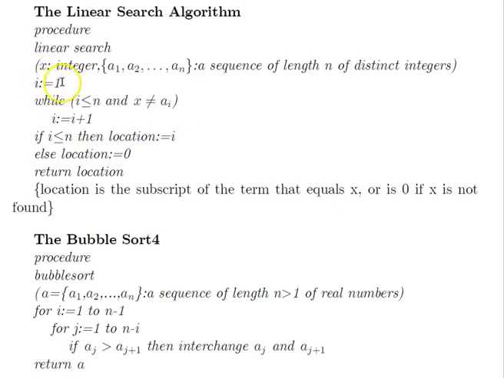In the beginning, I is 1. The while loop terminates when the condition fails. The condition can fail if I becomes greater than n, or if x is equal to a sub I for some I.